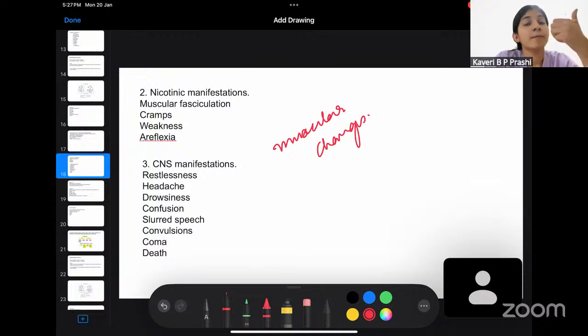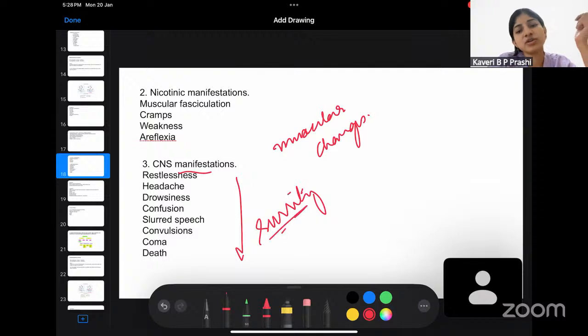What are those? Muscular fasciculation, cramps, weakness, areflexia. Next, coming to the CNS manifestations, what all do you have here? Restlessness, headache, drowsiness, confusion, slurred speech, convulsions, coma, and death. In the order of severity, you have to always remember.